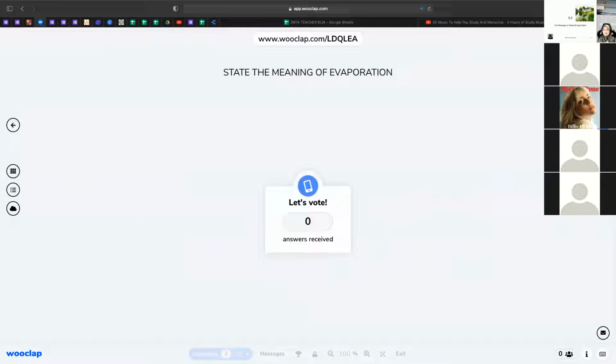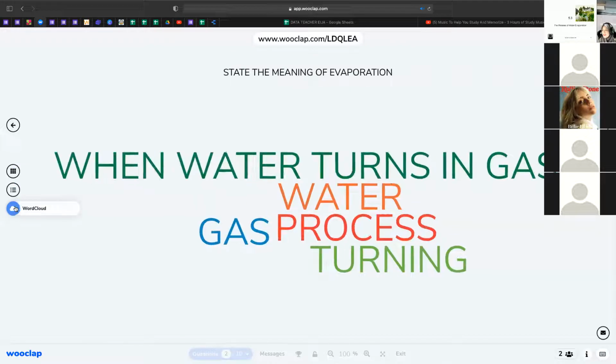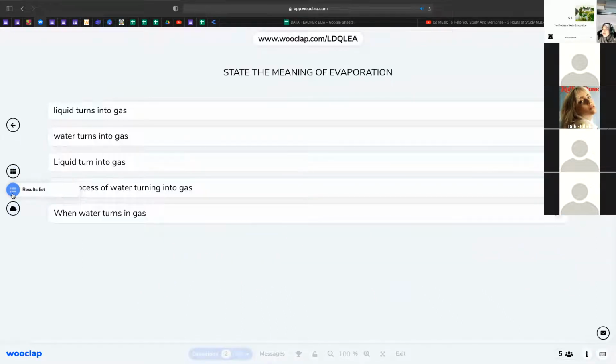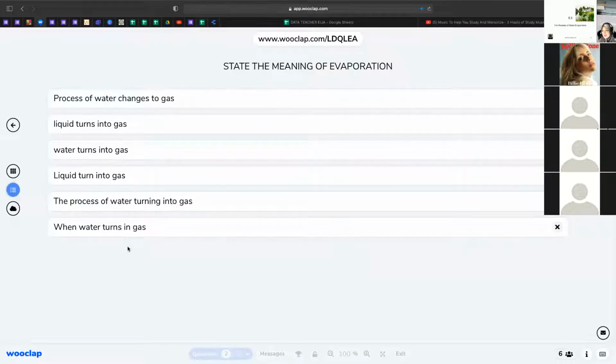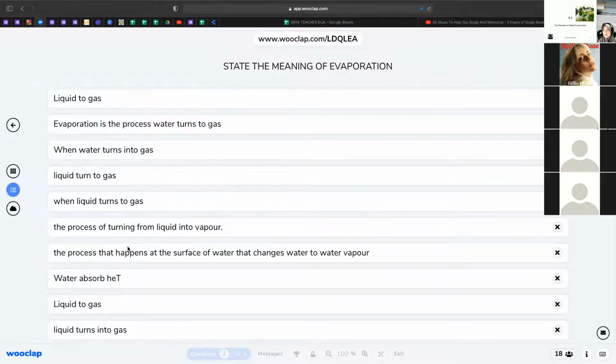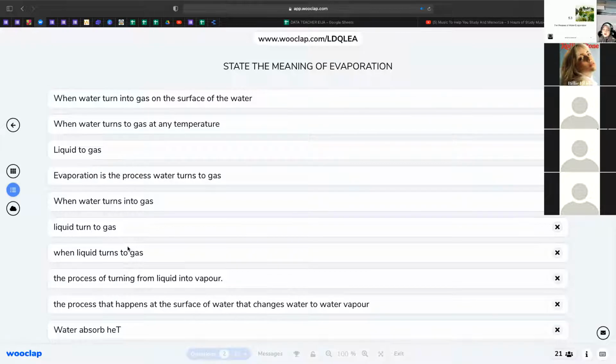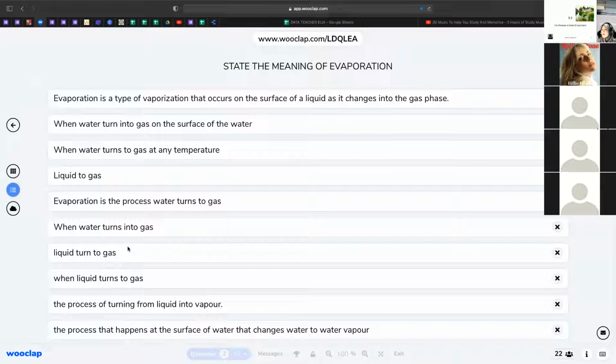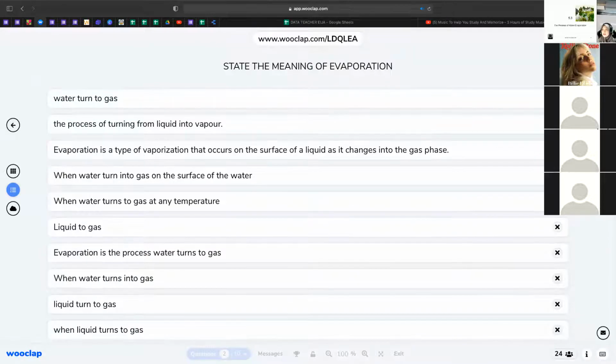State the meaning of evaporation, guys. What is the meaning of evaporation? Can you please give the meaning of evaporation? Okay, I'm waiting for your response. Here we go. When water turns to gas, liquid turns to gas. We can see many redundant answers here. Good job. You can give your own idea: the process that happens at the surface of water that changes water to water vapor. Such a complete answer that I've ever seen. Evaporation is the type of vaporization that occurs on the surface of a liquid as it changes into the gas phase. Very good.